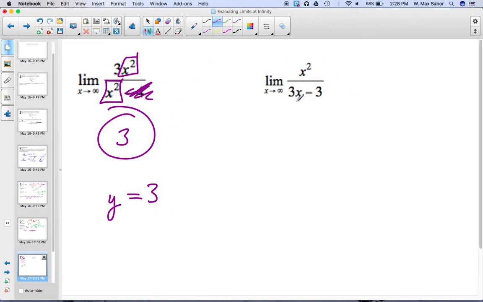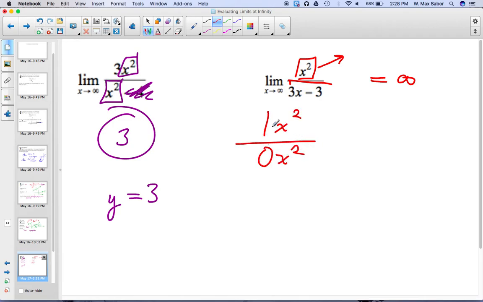Over here, the only thing that's going to matter is the highest exponent, and there's nothing in the denominator that competes with that highest exponent. So because the highest exponent is in the numerator, I would say that this diverges to infinity. In other words, because x squared is being divided by 0x squared, I think of this as 1 over 0, which is not equal to, but approaches infinity.